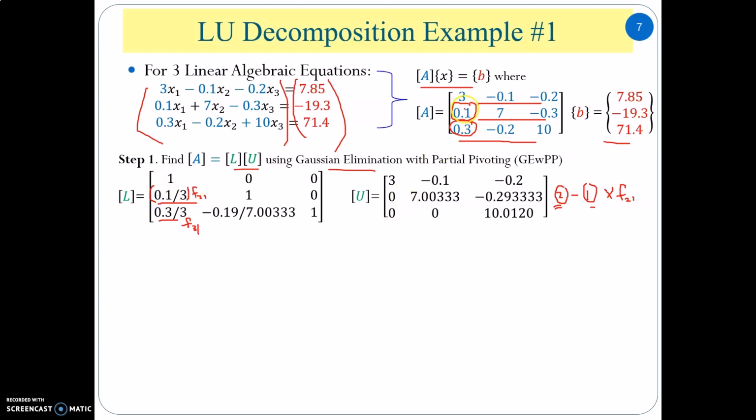So for example, 0.1 minus 3 multiplied with F21, you obtain 0. 7 minus negative 0.1 multiplied by this factor, you obtain this answer. Lastly, negative 0.3 minus negative 0.2 multiplied with 0.1 divided by 3, this factor, then you should be able to obtain this answer. By using the same approach, to make 0.3 here become 0, we have to take row 3 minus row 1 multiplied with the corresponding factor, which is F31.